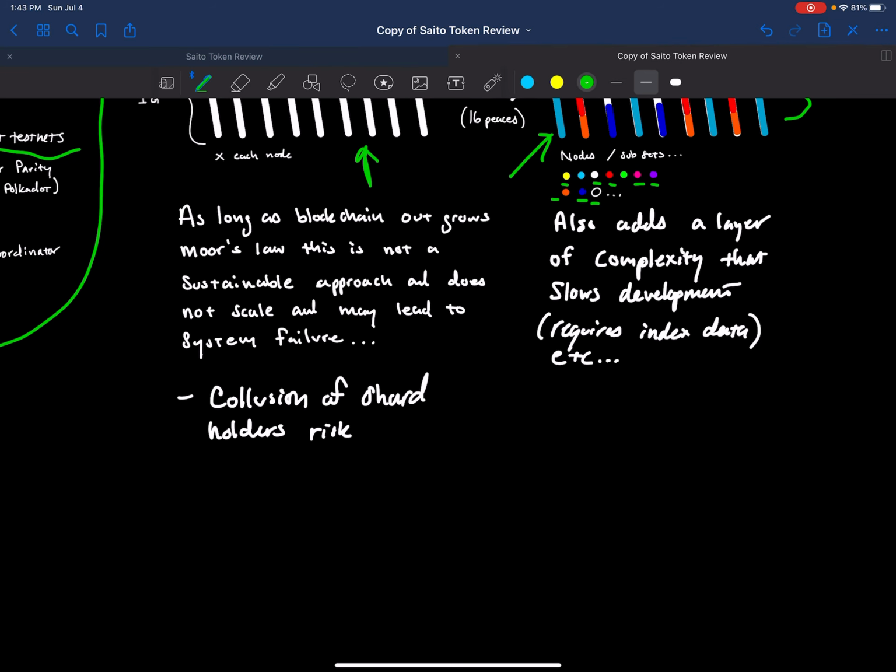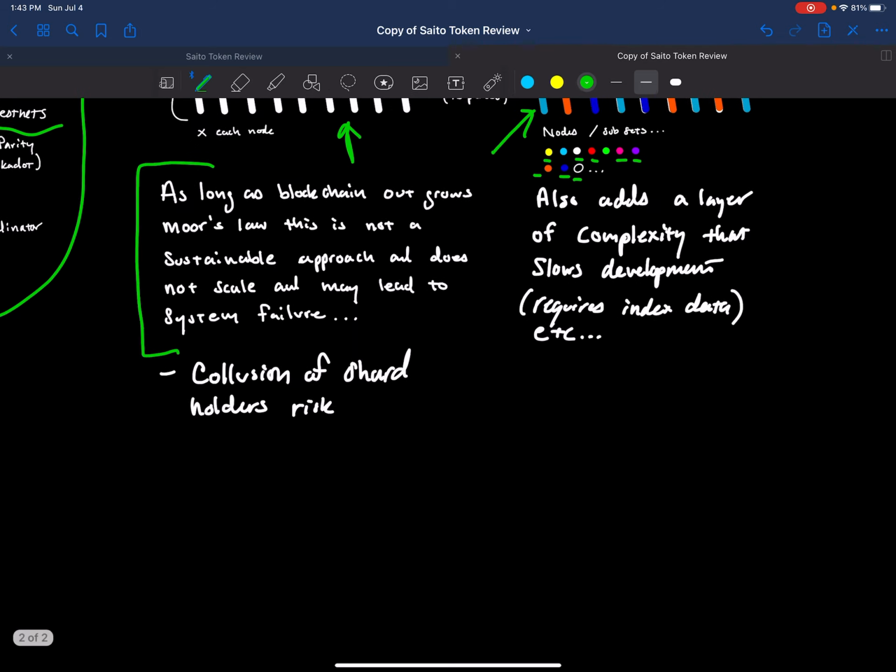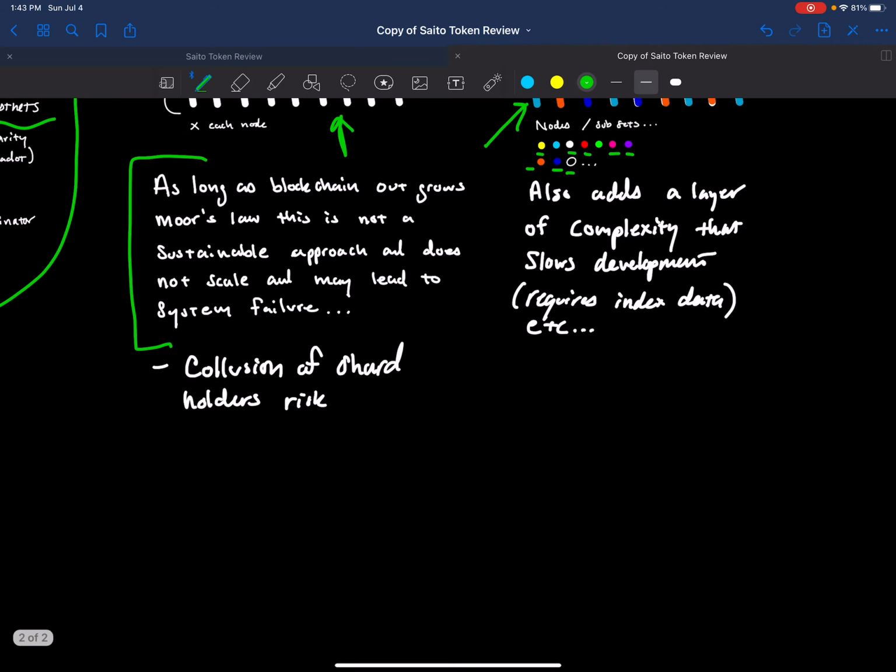And as long as the blockchain outgrows Moore's law, this is not a sustainable approach. And so it's not a scalable approach, and it'll lead to system failure. And it equals collusion of shard holders.